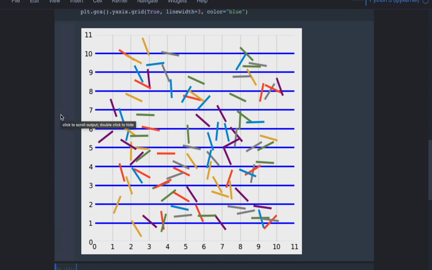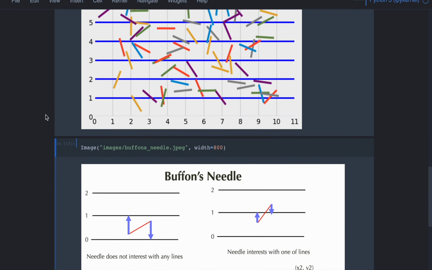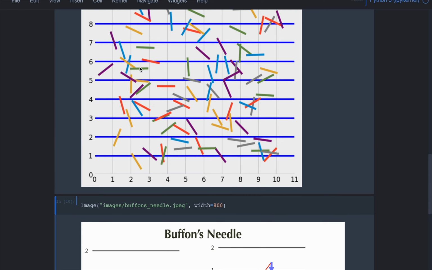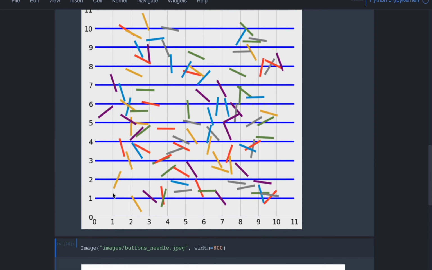And from this probability, we can also compute the value of pi. So let's see in this video how we set up this system, how we generate these needles, how we measure if they are intersecting with the lines, find the probability, and finally compute the value of pi. Simulating this plane is easy because all we have are these imaginary horizontal lines separated by a distance of 1 unit. So these lines are at, let's say, 0, 1, 2, 3, 4, 5, 6, and so forth.